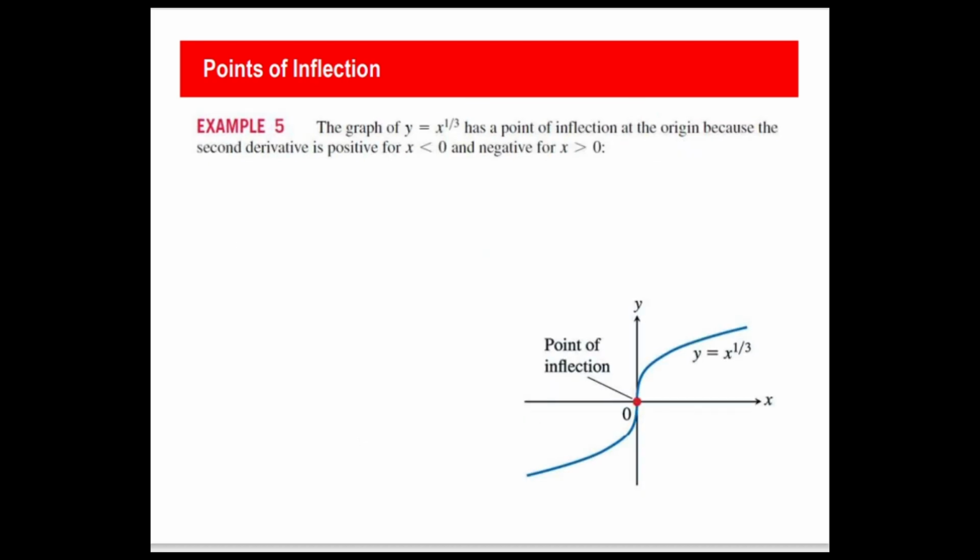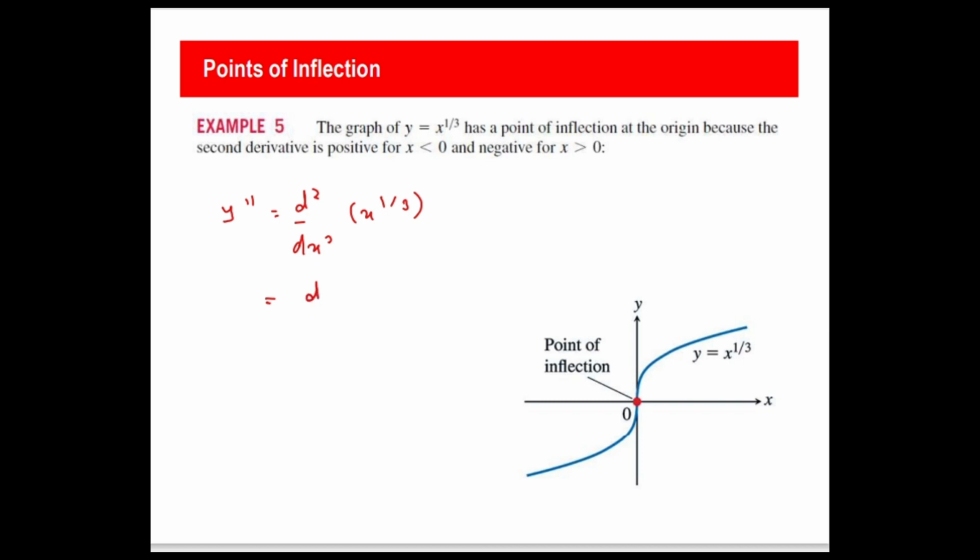Alright. So in this next example, we have the function y equal to x to the power of 1 over 3, and it has a point of inflection at the origin, based on this function here, because the second derivative is positive for x less than 0 and negative for x greater than 0. So let us try to find the second derivative together. We have y double prime equal to d squared over dx squared of the function x to the power of 1 over 3. Let us do this one by one.